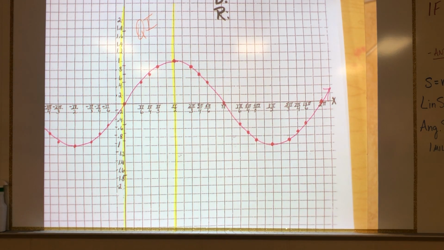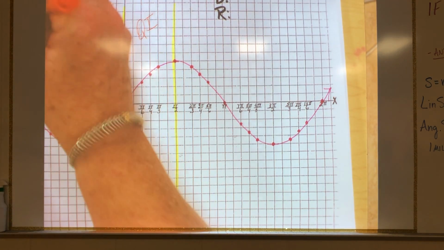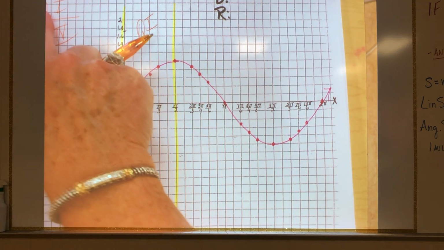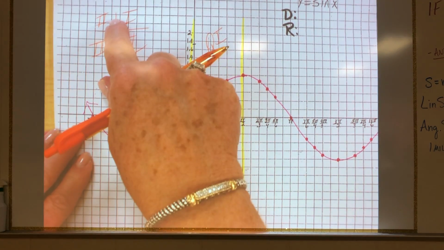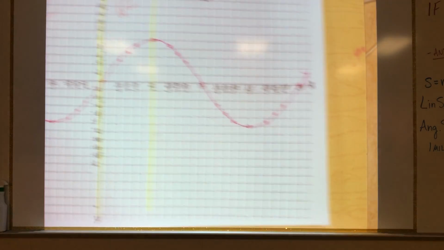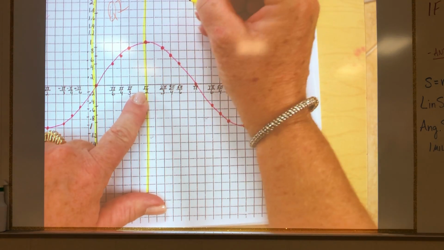Okay? What does quadrant 2 go from and to? Negative x, positive y. Here's 2. It goes from pi over 2 to pi. So pi over 2 to pi. This is quadrant 2.